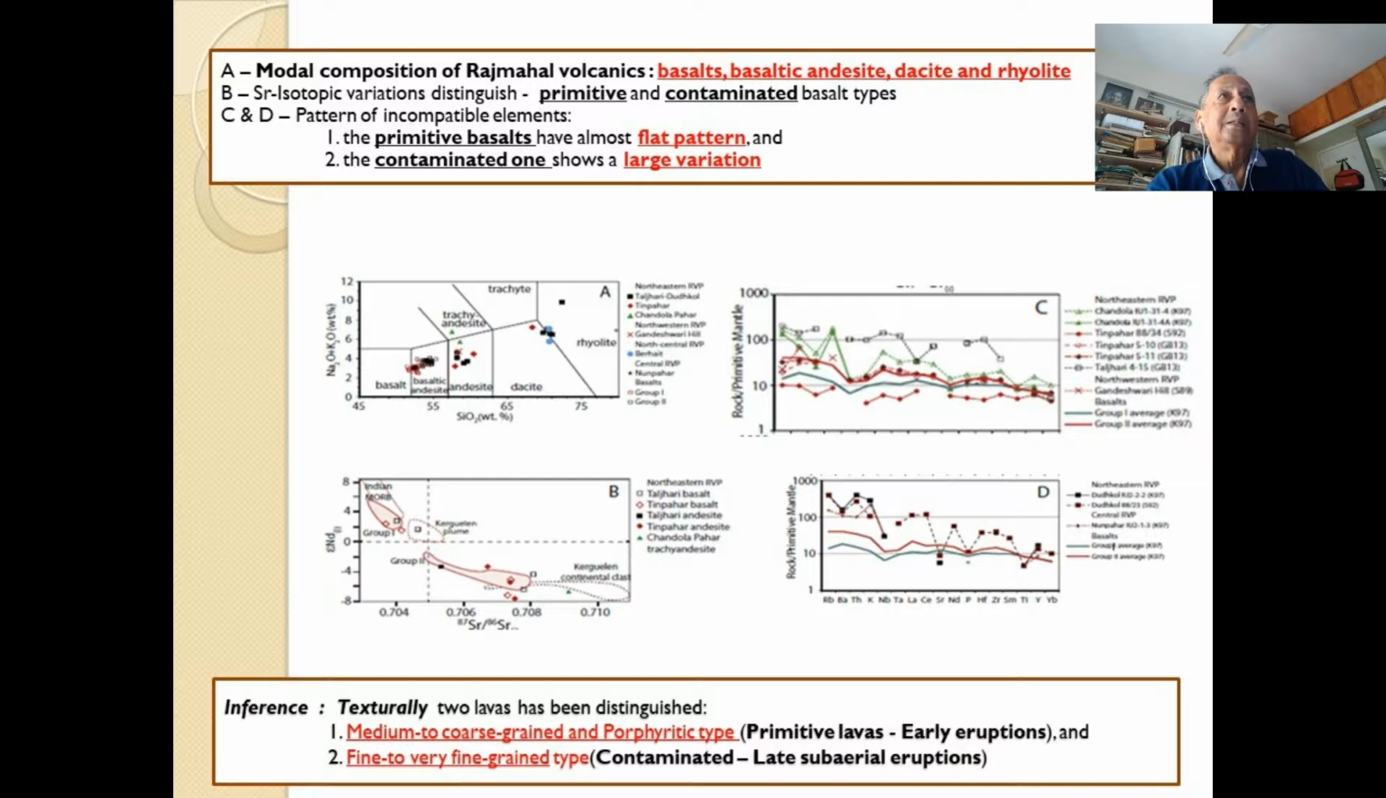And it has been found the primitive basalt has almost a flat incompatible element variation pattern, whereas the contaminated one has wide variation in incompatible elements.